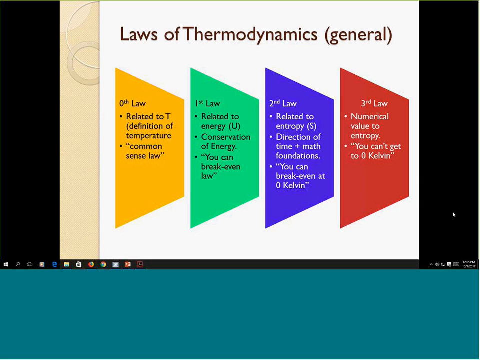Now, for the third law, I call it you can't get to 0 Kelvin, because it's ideal. So although all these laws are universally valid, they actually belong to classical physics. We know that in real life, with certain parameters, we are going to have some loss in terms of energy.